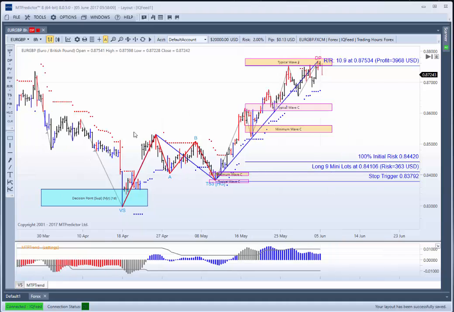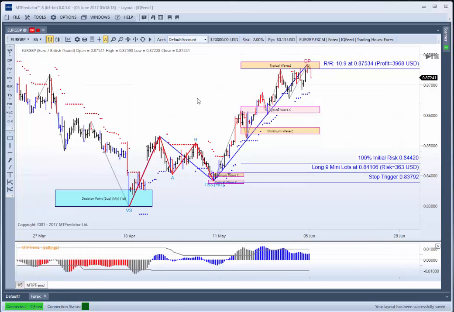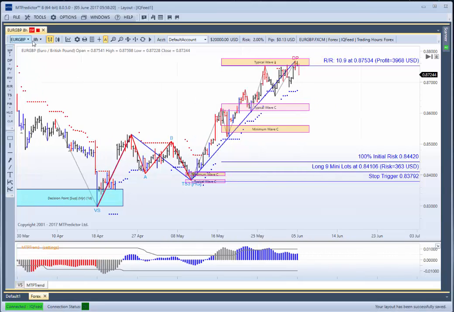But anyway, I wanted just to follow up on this and show you what is an absolutely perfect example of the MTPredictor Holy Grail trade setup that's unfolding, or has unfolded, on the EURGBP on an 8-hour time frame, and as you can see, has gone up to our typical wave 3 WBT target for a very nice potential profit indeed.